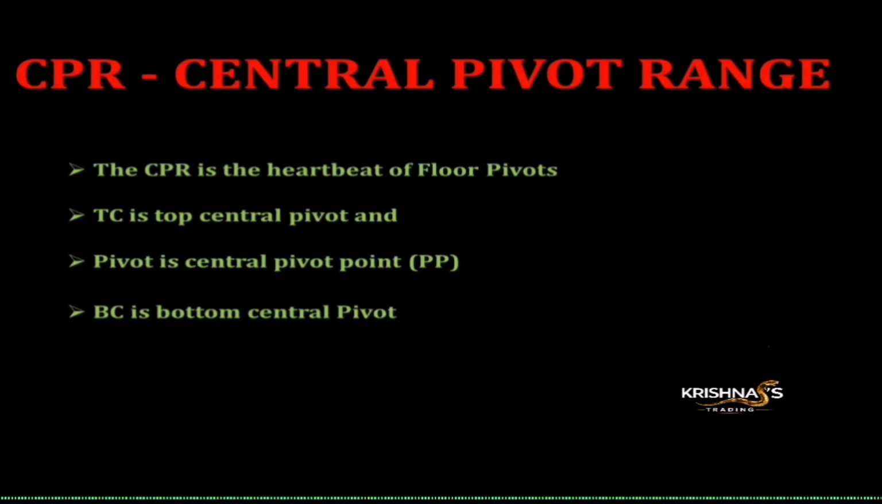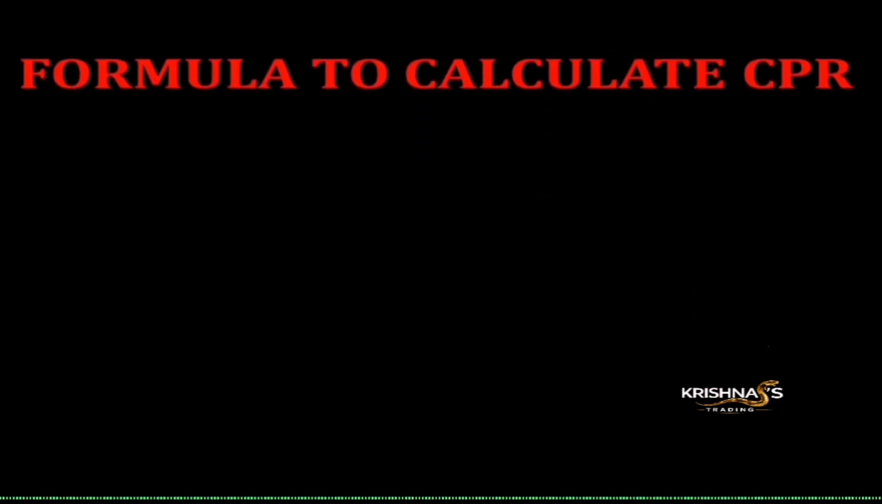How will the CPR form? The formula has to be calculated. It's already calculated, you don't have to remember or mug up anything. This is just basic to know how the CPR is forming. The TCP, top central pivot, is equal to pivot minus BC plus pivot.